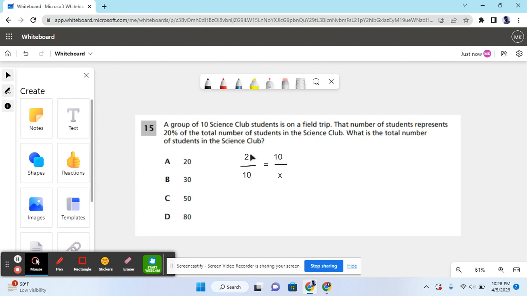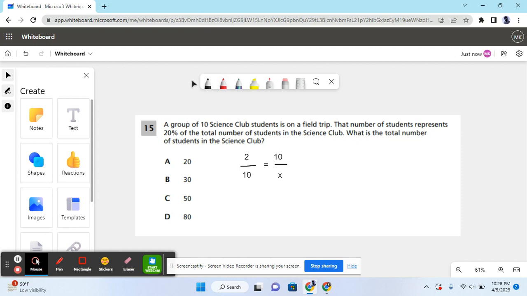This is because 2 out of 10 represents 20%. And 10 out of x means that 10 represents the 20%, and x is the total number of students in the science club. So x equals the 100%. It's like the whole thing. And 2 basically represents the 10.